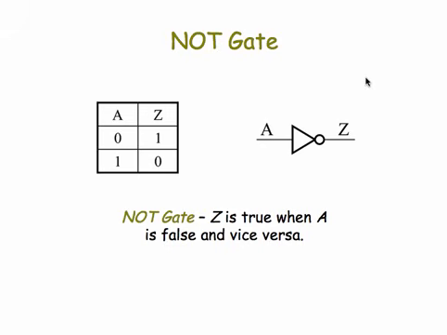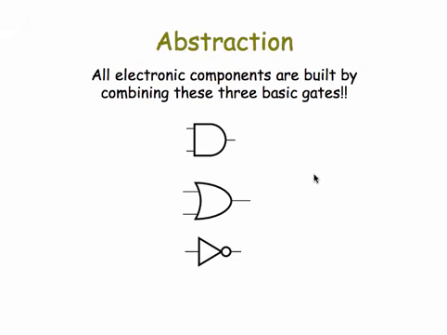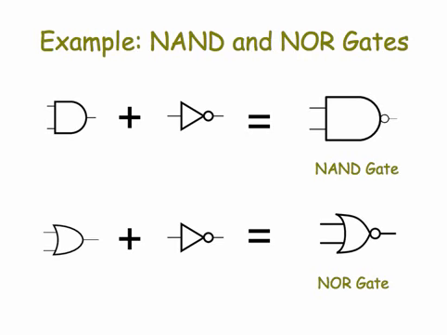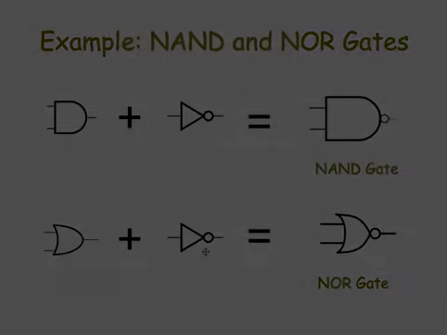Finally, we have another basic electronic component, the NOT gate. The NOT gate simply reverses its input. If the input is false, it makes it true. If it's true, it makes it false. Amazingly, all electronic components are built out of these three basic gates. For example, the NAND gate is a combination of the AND gate and a NOT gate. Similarly, a NOR gate is a combination of an OR gate and a NOT gate. So as you can see, we can build up bigger abstractions by combining together our lower level abstractions.